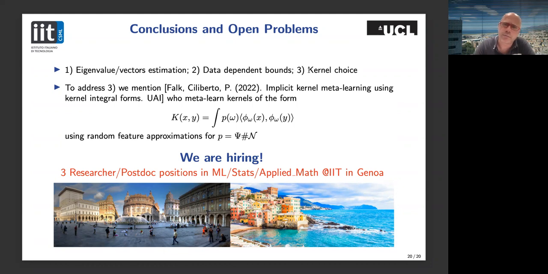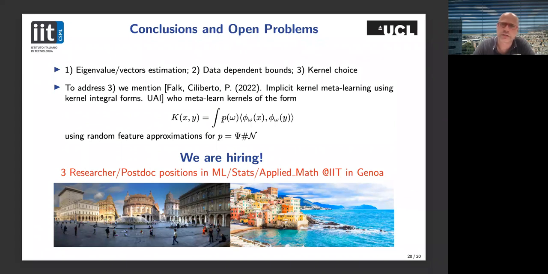And finally, maybe more on the practical side, it is very important how we choose the kernel, right? In the experiment on MNIST, I showed you that the kernel really plays an important role, like in the case of classification of the digits. So how do we choose the kernel? Here I want to mention a recent paper. We have a number of lines of work on meta-learning. In particular, in this recent paper, we study how to meta-learn the kernel by using kernel integral forms.